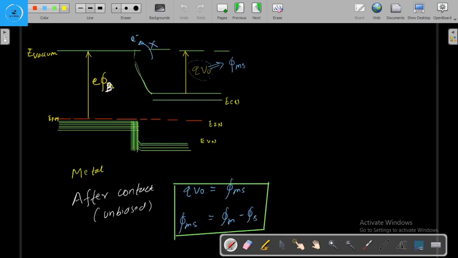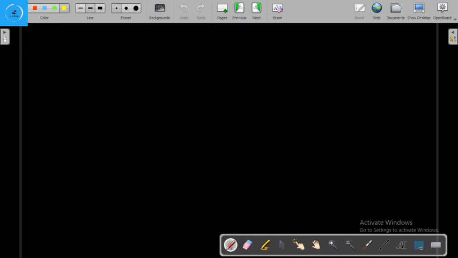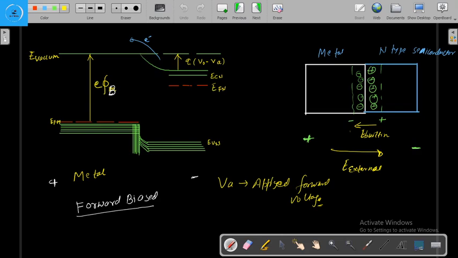Here there was a difficulty in the movement of the electron from semiconductor to the metal due to the uphill. So due to the uphill, the electrons were not able to move from semiconductor to the metal, but after applying the forward bias, this height is decreased, and hence the electron can easily move from n-type semiconductor to the metal, right?